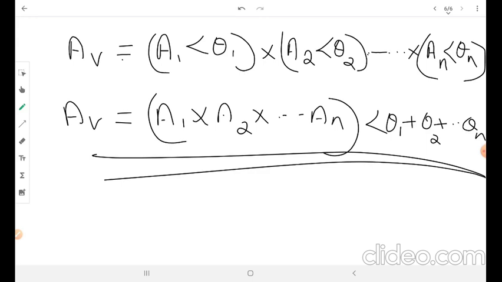Thus, we can say that in a cascaded amplifier, the magnitude of the overall gain is the product of the magnitudes of the individual gains. Then what about the overall phase angle? In a cascaded amplifier, the overall phase angle is the sum of the individual phase angles. That is the effect of gain in a cascaded amplifier. The overall gain will be the product of individual gains, and the phase angle is the sum of individual phase angles. Okay.